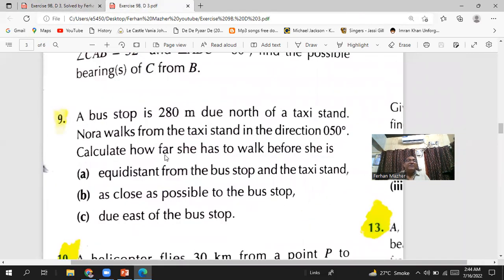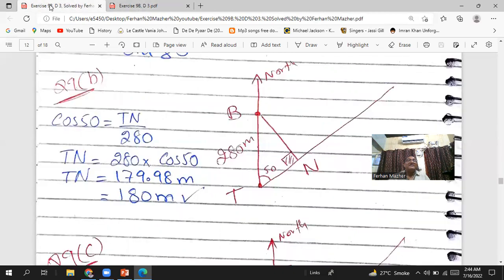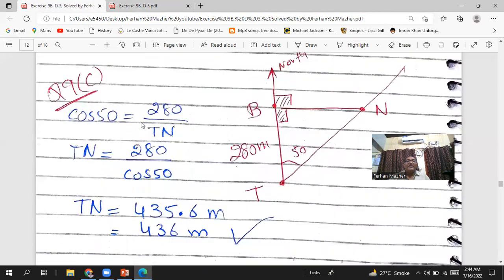In the C part, it says due east of the bus stop. So here I have drawn that line. She is walking on this road, which is at the bearing of 50 from the T, and she comes to the east of the B. Because B is in the north of T, this angle will be 90. If this is in the east, then this angle will be 90 because the bearing of the east is 90. So if this angle is 90, this angle will also be 90. So it's a right angle triangle.